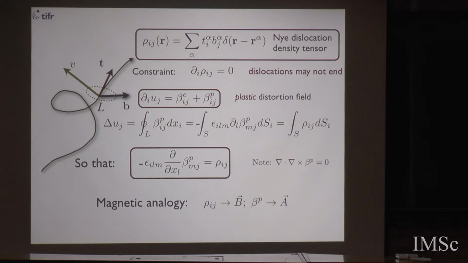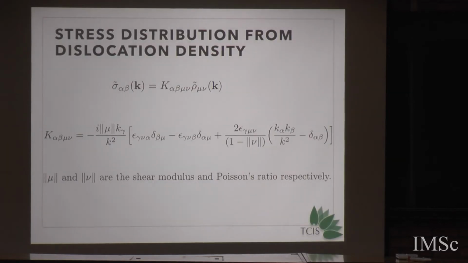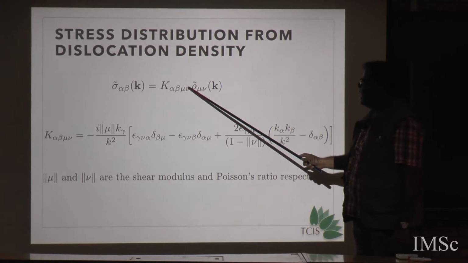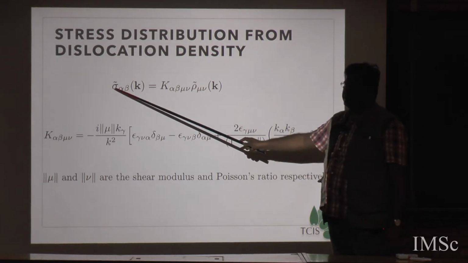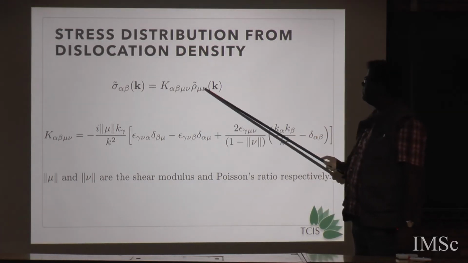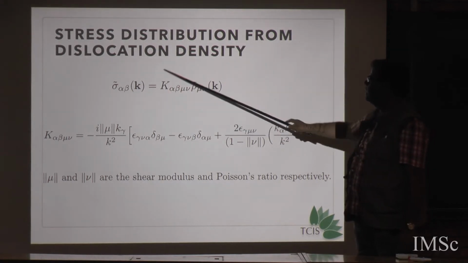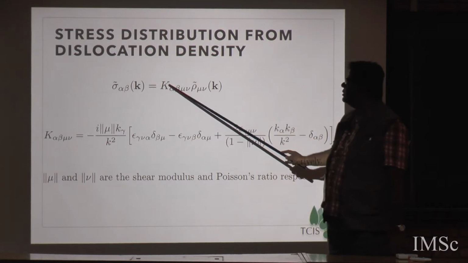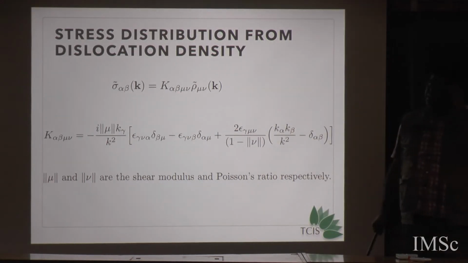Okay. So now I am going to just state the result. If you have some dislocation density, that has to be related to the stress, and this is related to the stress by some kernel. So this is a second order tensor, this is a second order tensor, so this has to be a fourth order tensor, rather like elastic moduli.